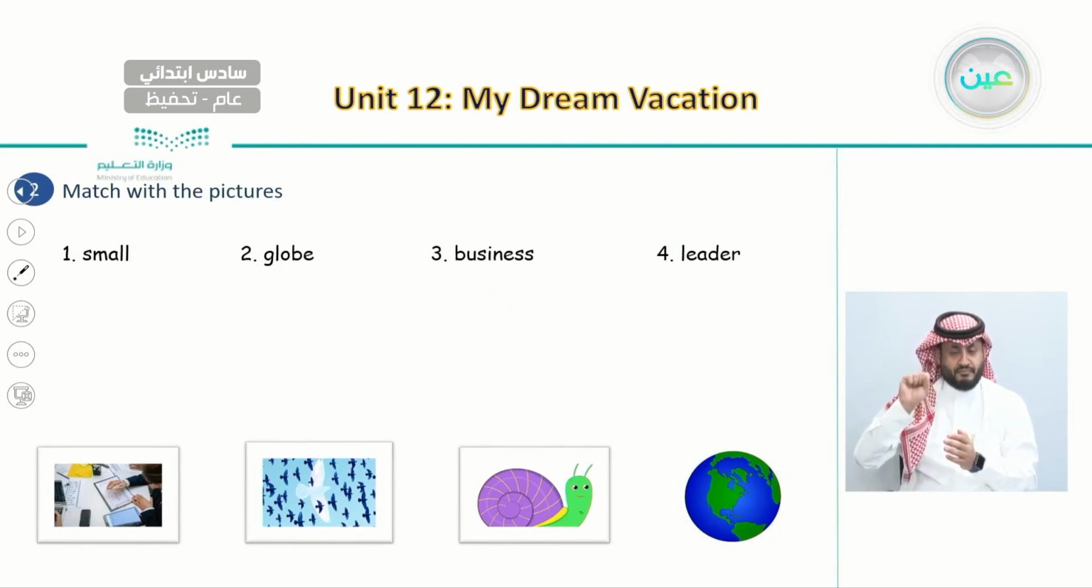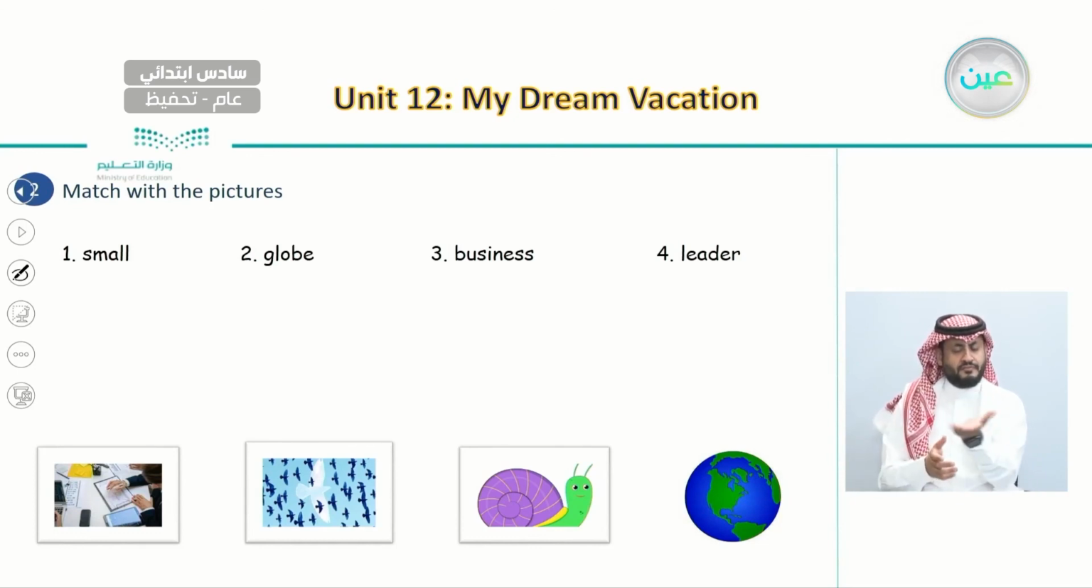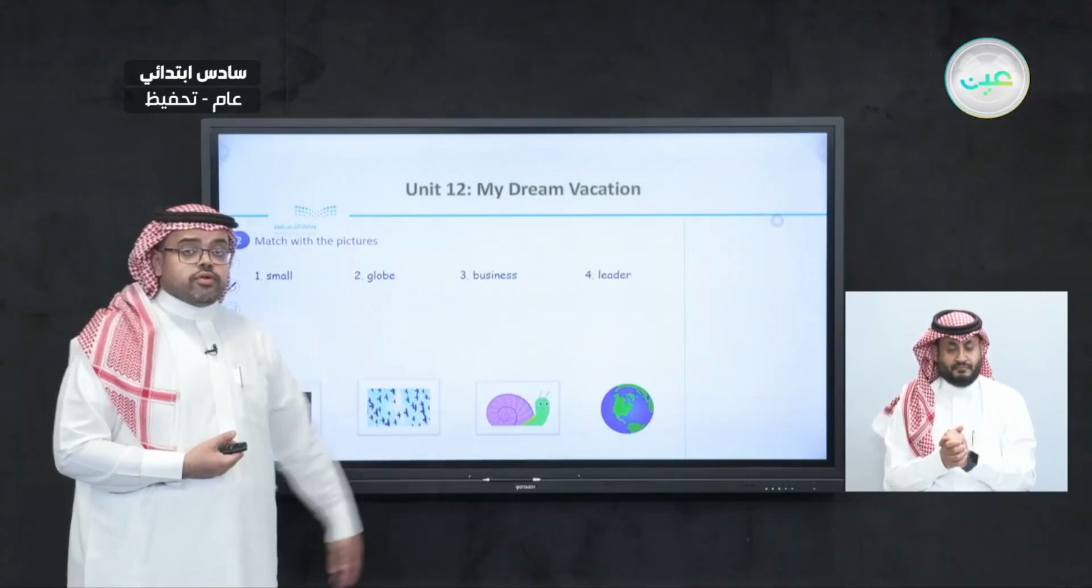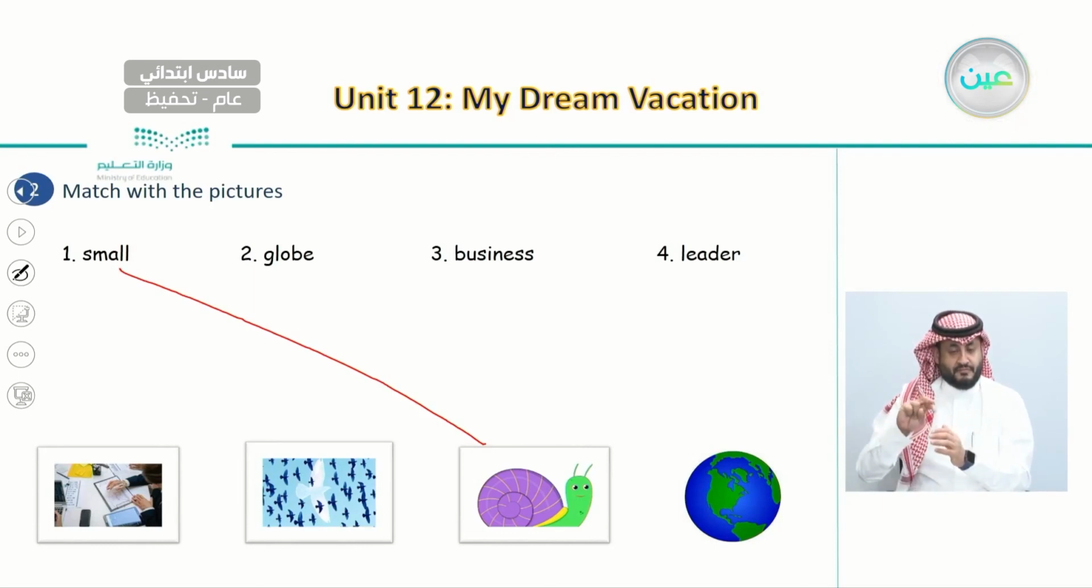So what we're going to do here is match each of these words with the right picture. Let's start with the first one. The first word we have here is small. Which of these pictures represents the word small, do you think? It is, of course, the third one. Why? Because here we're talking about a small animal, which is a snail. Snail. Now let's listen to the second word.